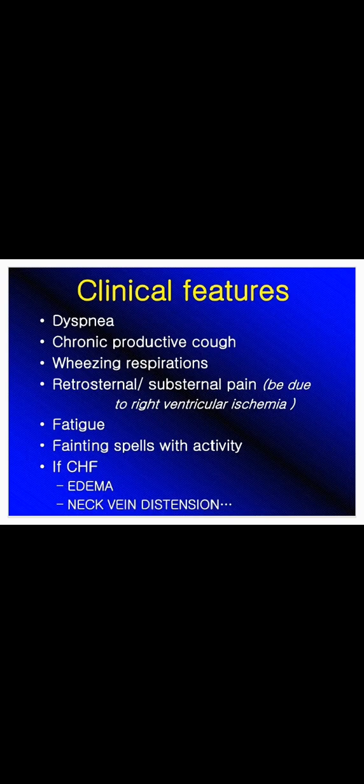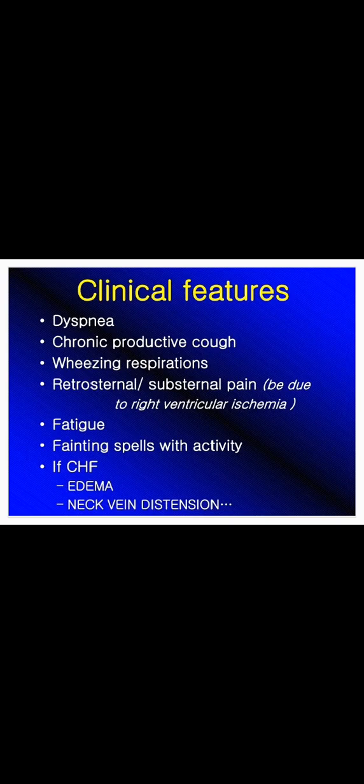So next we can see the clinical features or clinical manifestations of cor pulmonale. Dyspnea, that is difficulty in breathing, may happen. Chronic productive cough occurs. Wheezing: while auscultating, we can hear abnormal wheezing sounds. Retrosternal or substernal pain due to right ventricular ischemia. Fatigue, fainting spells with activity. That means during activity the person may develop fainting.